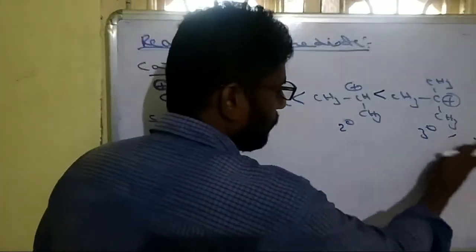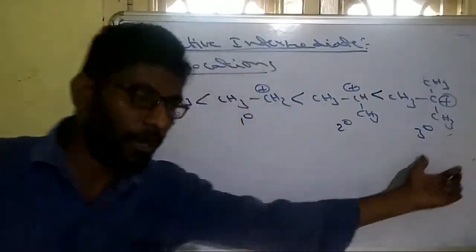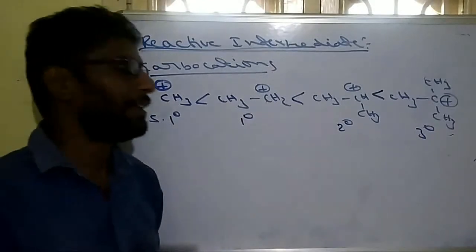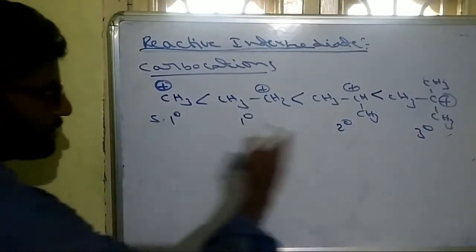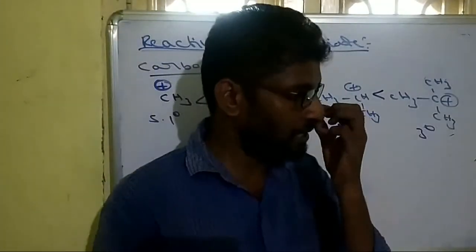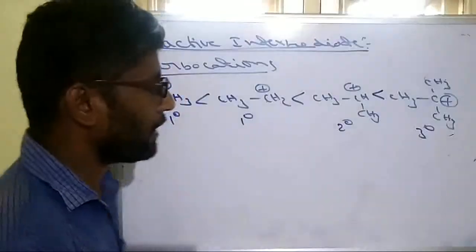So for the stability of carbocations, tertiary is more stable, and primary or super primary is less stable. This is the most important stability order. Carbocation stability: primary, secondary, tertiary. Tertiary is the most stable carbocation.